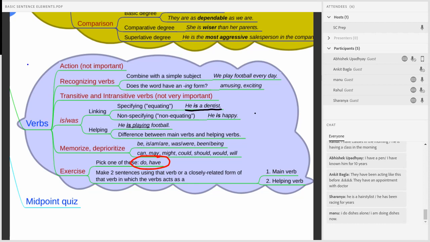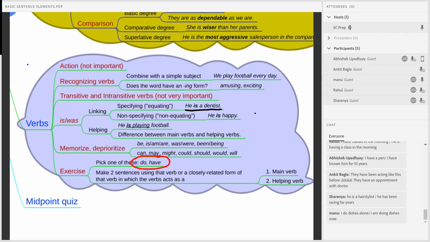Manu, please go ahead. So I use the word do to make sentences. The first one is I do dishes alone. Do is the main verb. That's spot on. And in the second one, I am doing dishes now. Am is the helping verb, and doing I think is the main verb. All right, that's correct. You're right. Am is the helping verb, and am doing is the main verb. As I said, doing is something called a present participle. We've not discussed that.